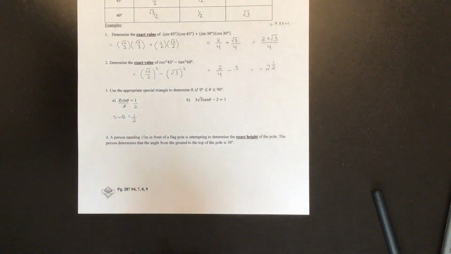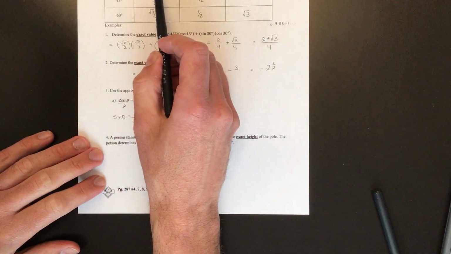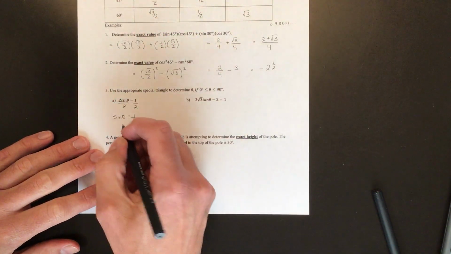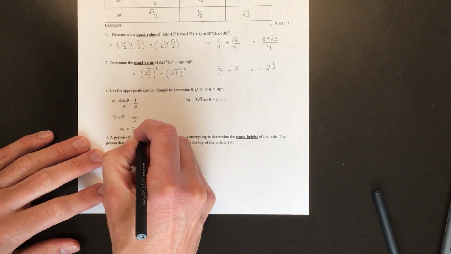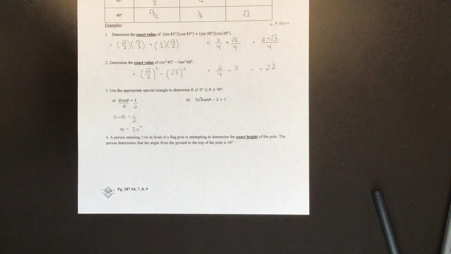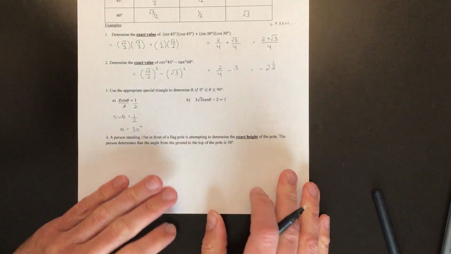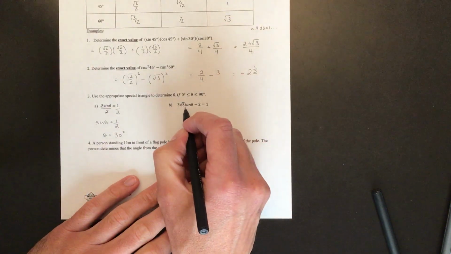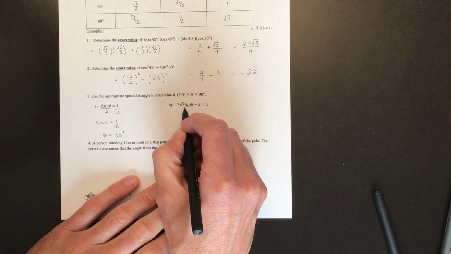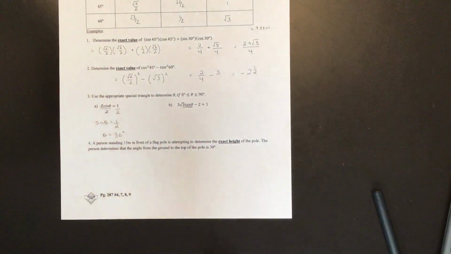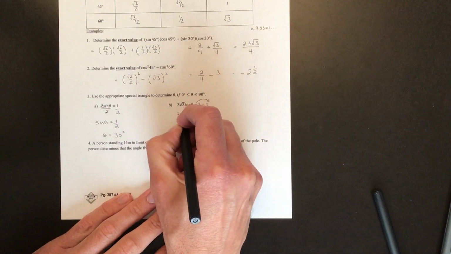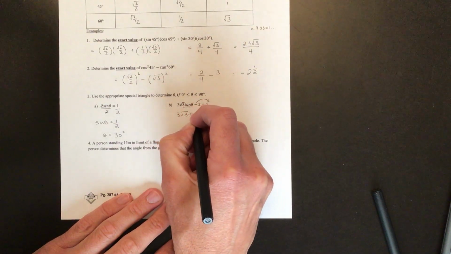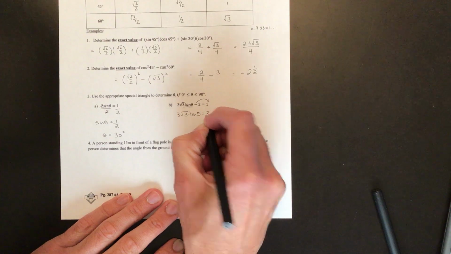And if I go up to my table, I can see that sine theta is 30 degrees. Same thing for question B. I want to get tan theta by itself, right? Treat it as a variable. So I'm going to bring the negative 2 over to the other side. So 3 root 3 tan theta equals 3.